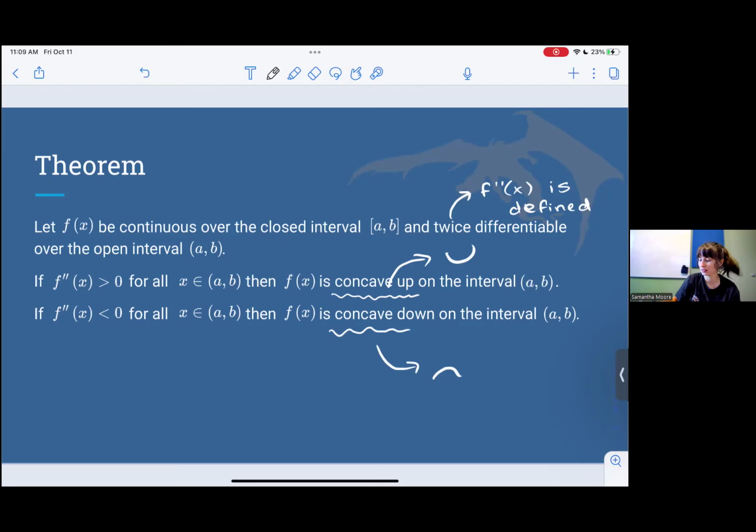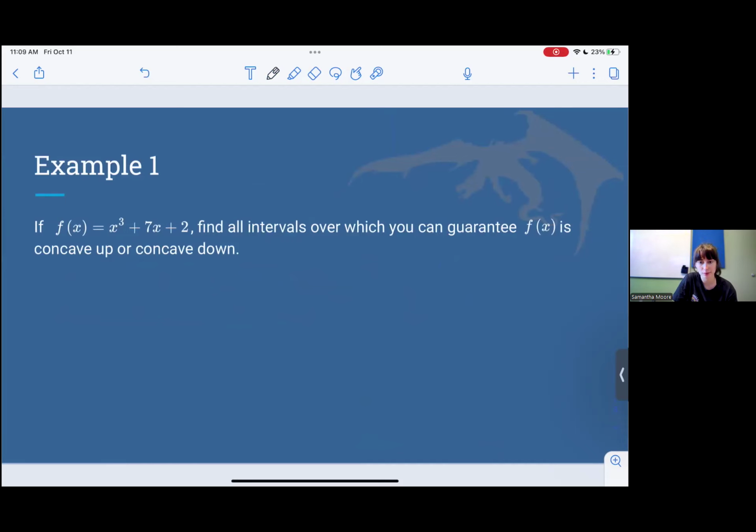Okay, so let's go ahead and see an example of doing this fully out. We're told that our function is x cubed plus 7x plus 2. And we're asked to find all regions where we can guarantee f of x is concave up or f of x is concave down. So that means we're going to need to calculate f double prime and figure out where f double prime is positive or negative. So let's see, f prime of x is going to be 3x squared plus 7. And so that means f double prime of x is going to be 6x.